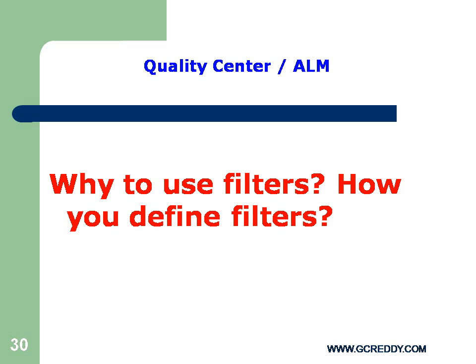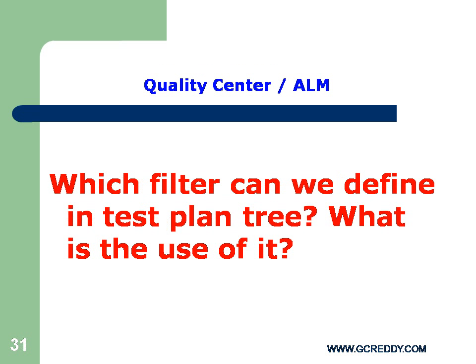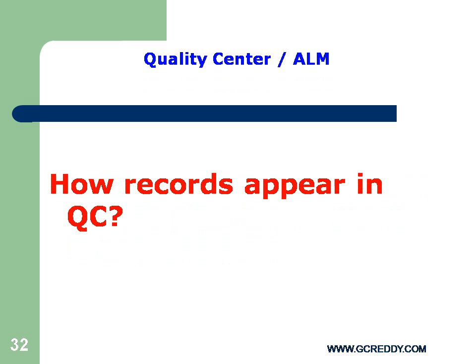Why use filters? How do you define filters? You can filter Quality Center data to display only those records that meet the criteria that you define. We can define multiple items as a filter. Which filter can we define in the Test Plan Tree? What is the use of it? In the Test Plan Tree, we can define the cross filter for associated test sets as open. This ensures that only tests that belong to an open test set are displayed. How do records appear in QC? By default, records appear in Quality Center in the order in which they were added.